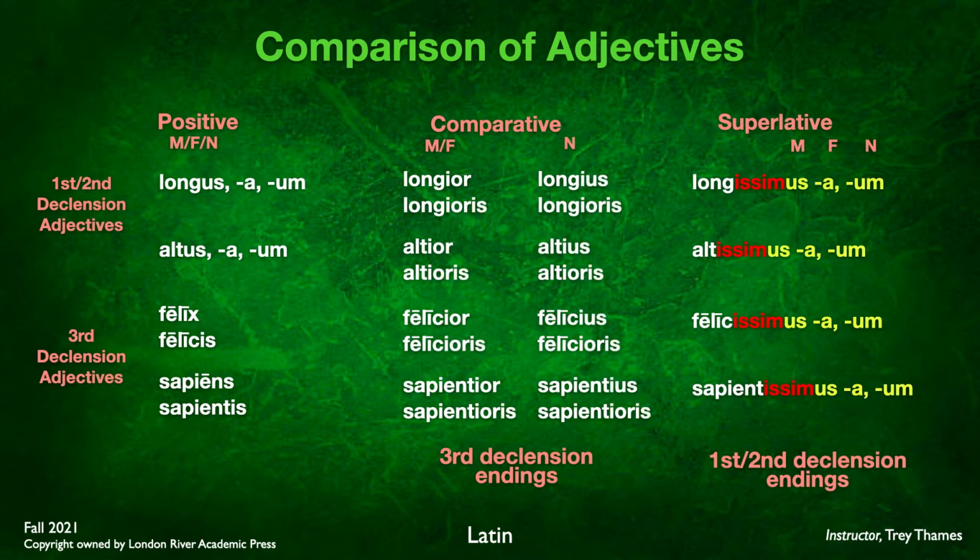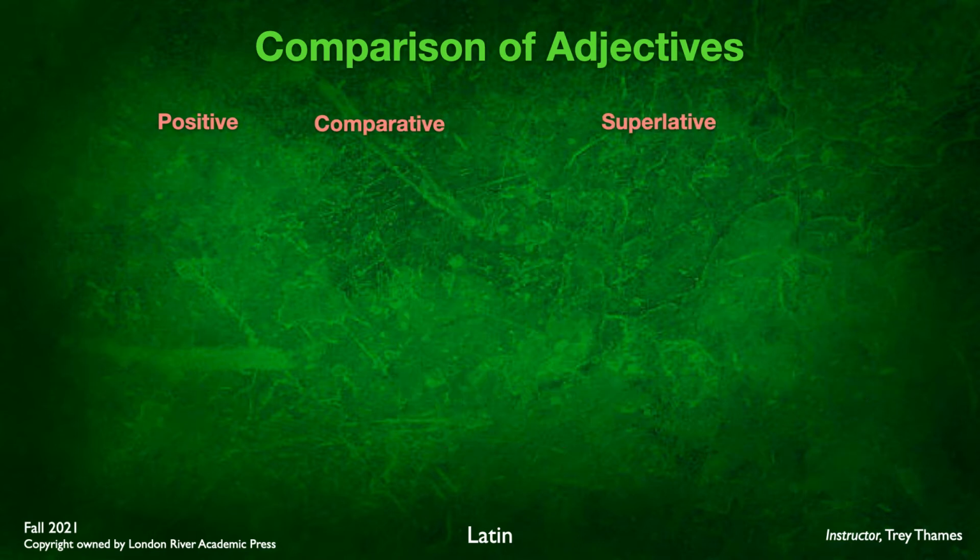Now looking at the superlative, again, here is the infix -issim- plus the -us, -a, -um first and second declension endings. So you can see that's consistent for not only first and second declension adjectives, but also third declension adjectives. They'll all work exactly the same. All right, here, let's take a look at declining one adjective all the way through in all of its forms. Let's go ahead and use the third declension adjective felix, felicis.